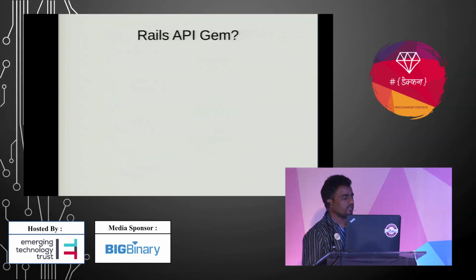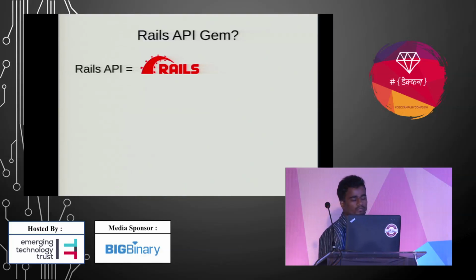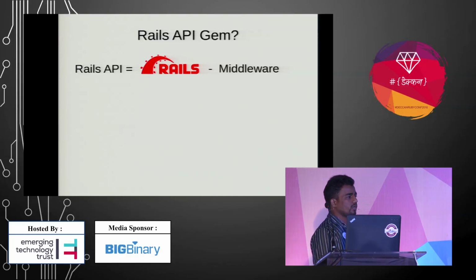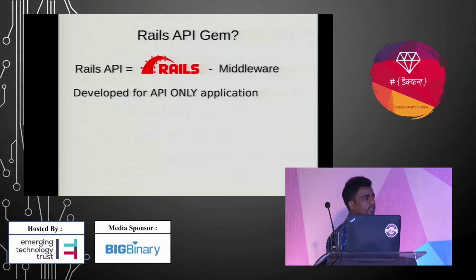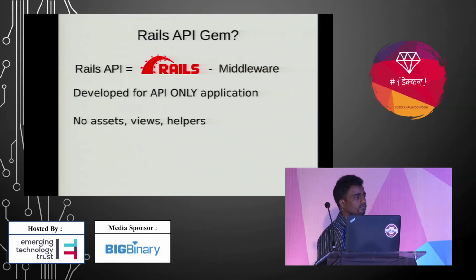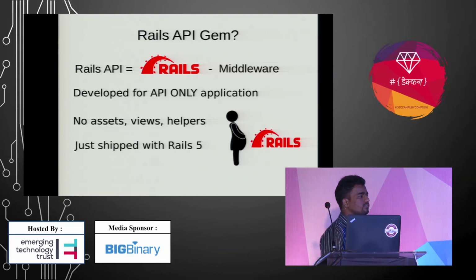So why Rails API gem? It's a Rails without some middlewares. When I say without middlewares, these are not all middlewares. In this gem, some view-related middlewares are removed. And it is specially developed for API-only applications, where API-only application means where you don't have assets, views, and helpers. And it just shipped with Rails 5.